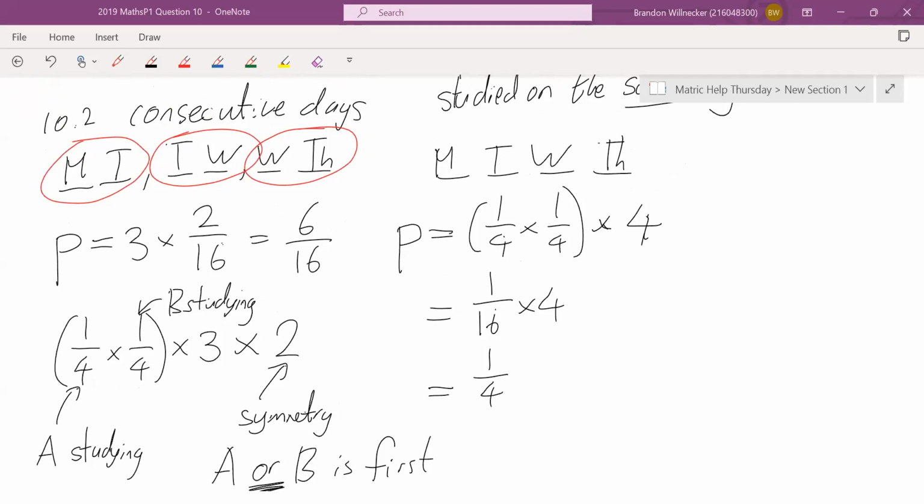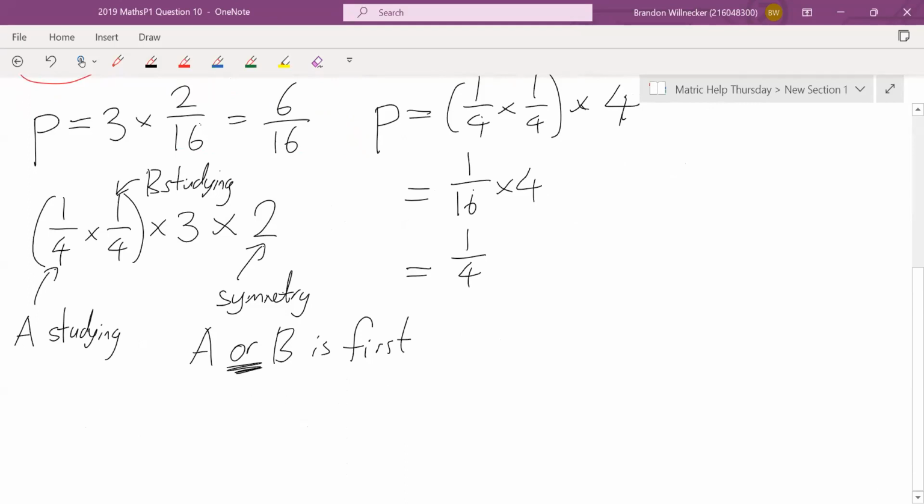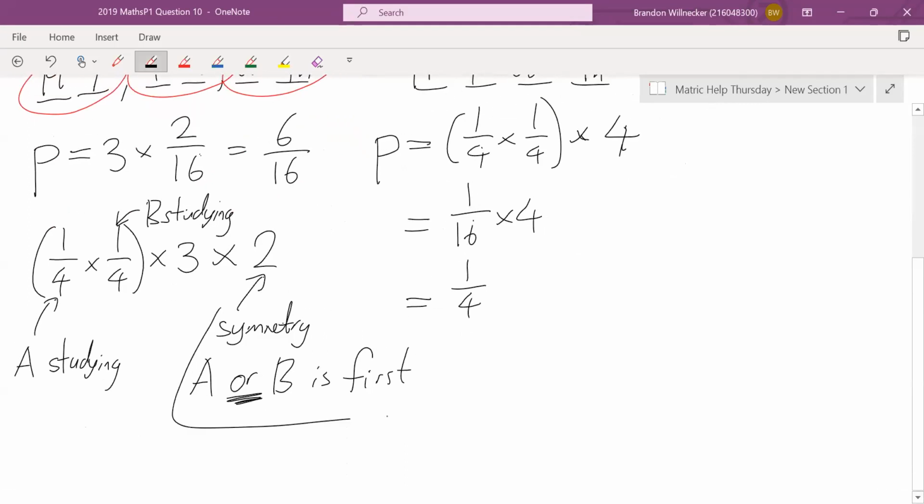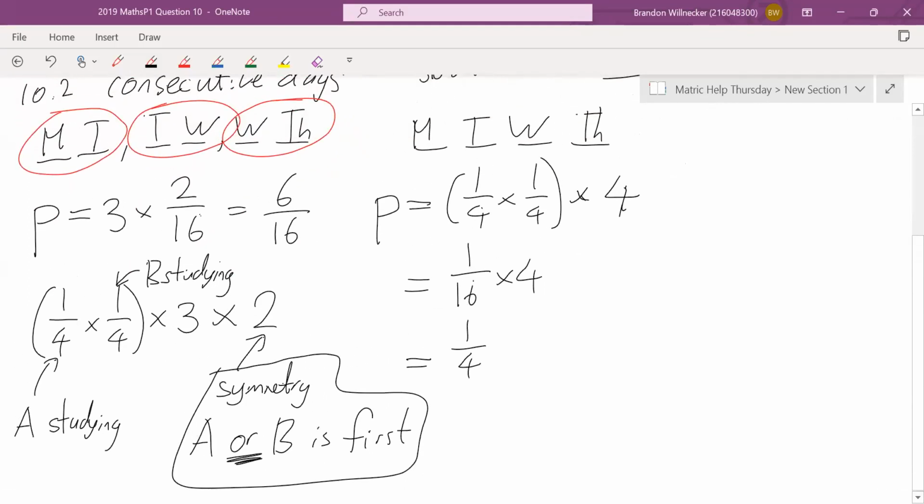The question here, how is it 2 over 16? The 2 comes from this symmetry here. So we don't know who is first. So let's take this example of Monday, Tuesday.